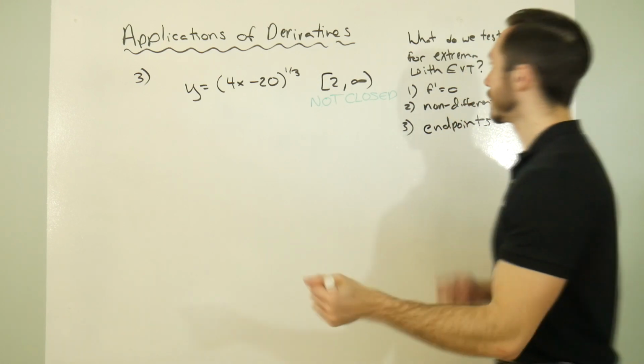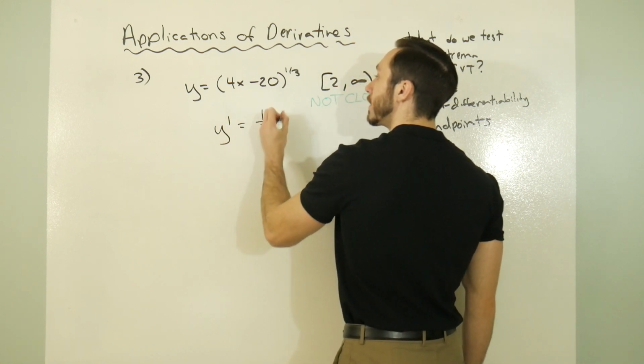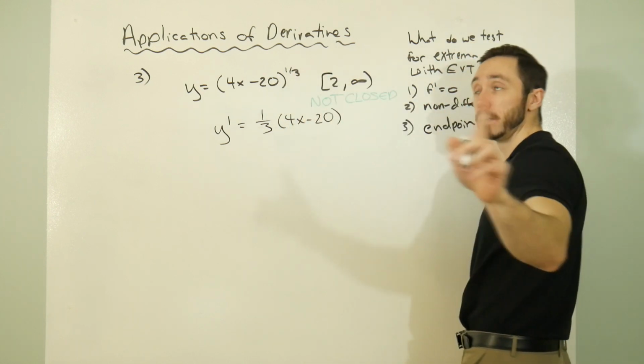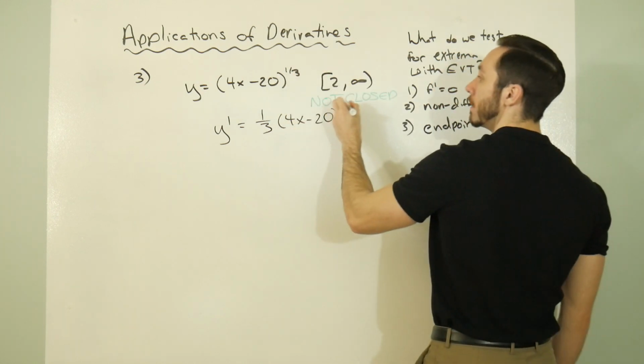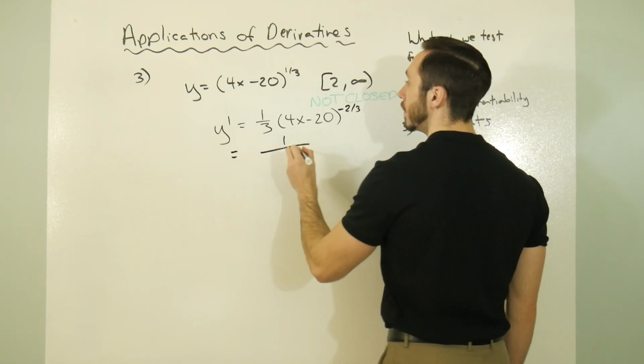Alright, so let's start with the derivative though. So if I take the derivative, I end up getting 1/3 times 4x minus 20 to the, subtract off 1, negative 2/3. Okay, that's the same thing as 1 over, oh, not done yet.